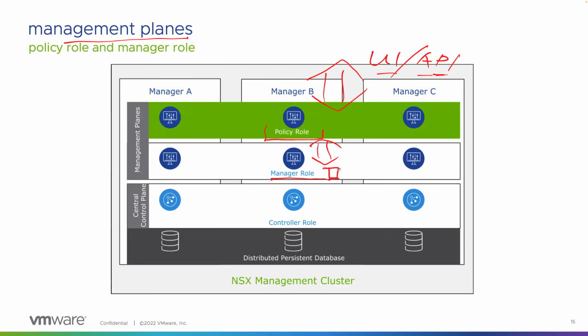In the manager role, there's a persistent storage, which is a Corfu database. So we can evaluate the configuration and also store your configuration into the Corfu DB. Then the manager role provides another interface to the controller role. It's the lower layer. Then the controller role will pass the data or the command to the distributed data plane.